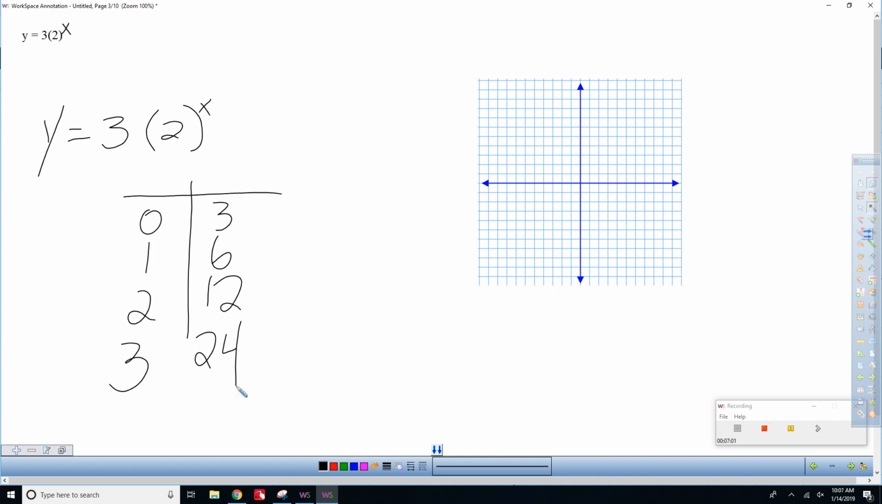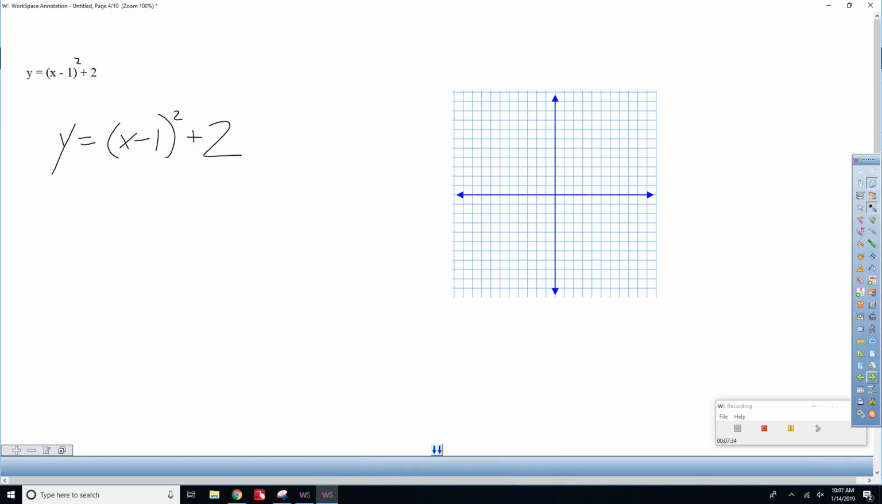0, comma 3. 1, comma 6. 2, comma 12. Let's go twice as high as that. I should have probably restructured my axis labels, but that's okay. It still looks okay. Okay, put it in your graphing calculator, make sure it matches up.